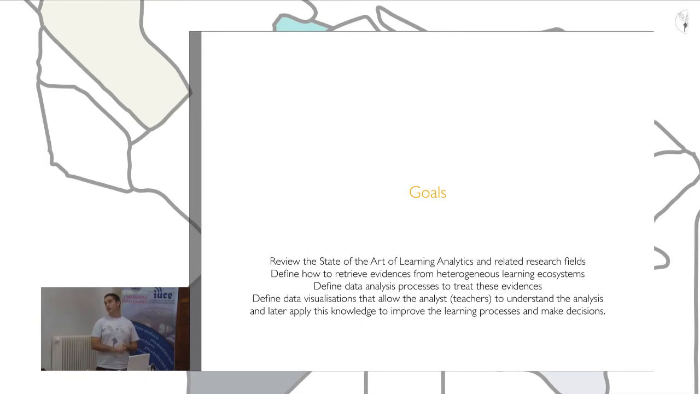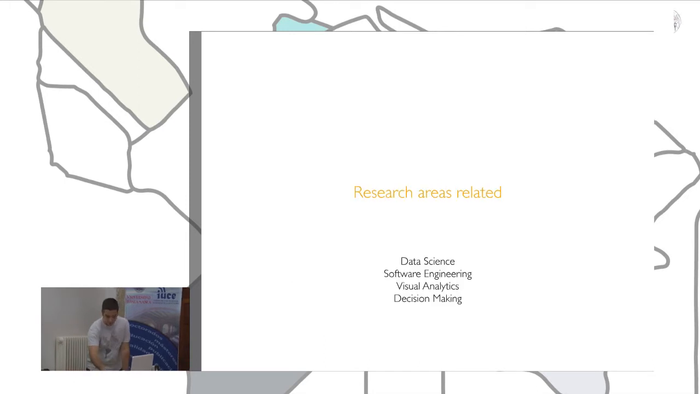I want to define data visualizations that allow the analysts, teachers and others to understand the analysis and later apply the knowledge in the learning processes, in the class, in their formal learning, informal learning, in the business, and the enterprise, etc. And make decisions about this learning. Okay, what are the research areas or fields related to my PhD project? Data sciences, software engineering, visual analytics, and decision making.